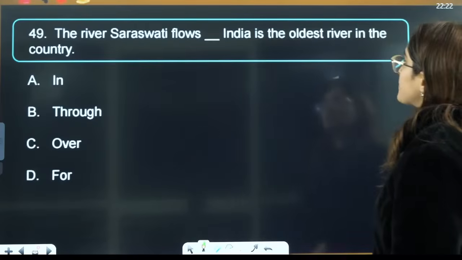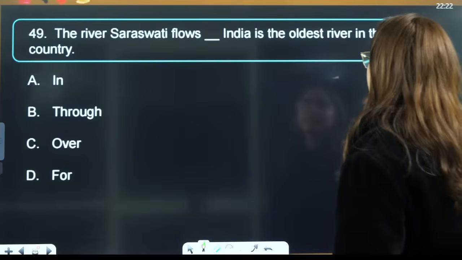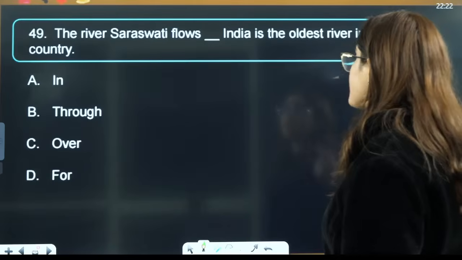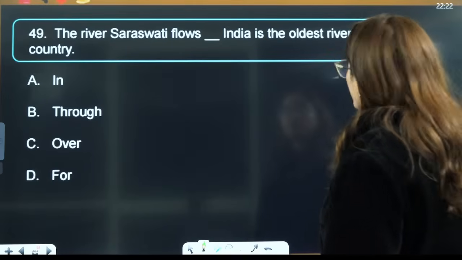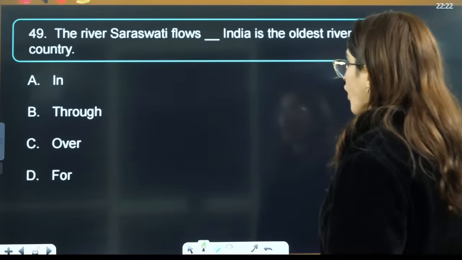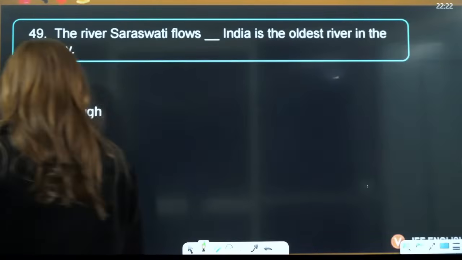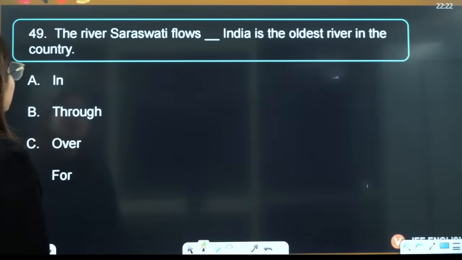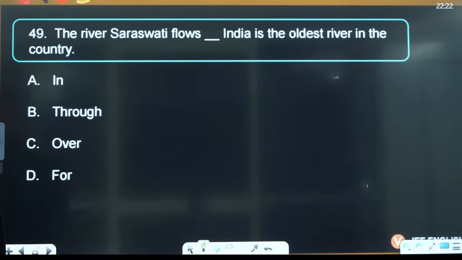Then, the river Saraswati flows ___ India, the oldest river that flows in India. Through India, over India, for India, in India, right? Okay, in India. River is flowing in India, through India. River is flowing in India or through India. These things, wait a minute. Even ChatGPT can be wrong.